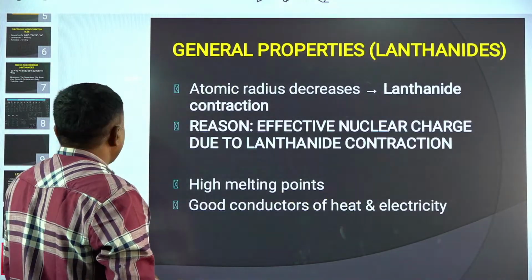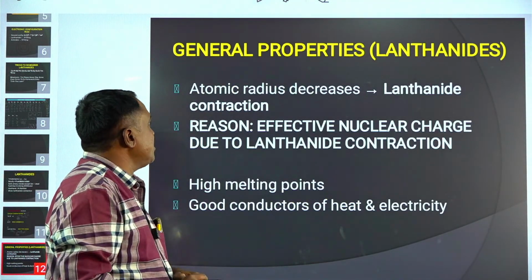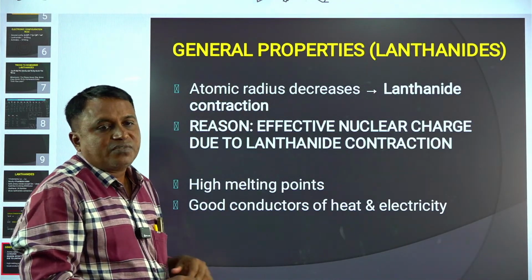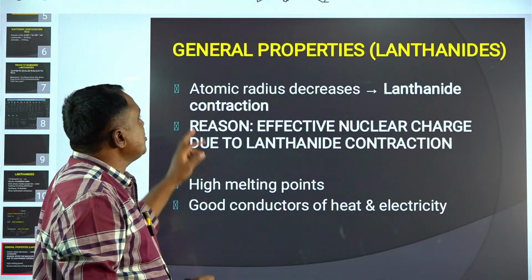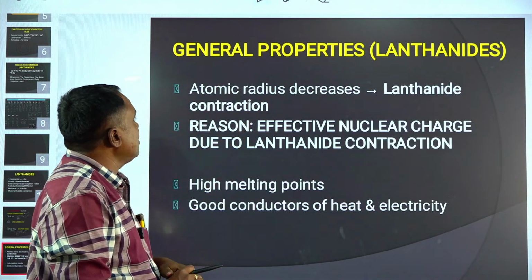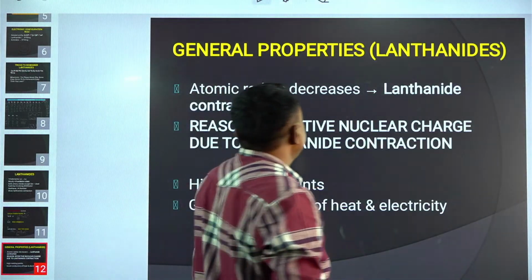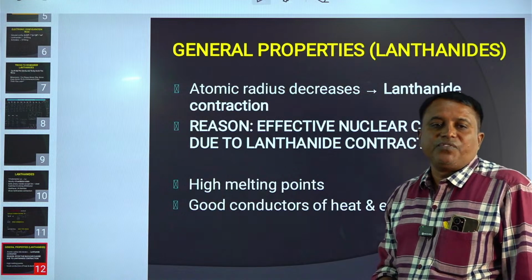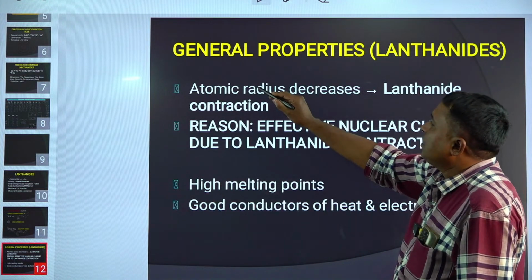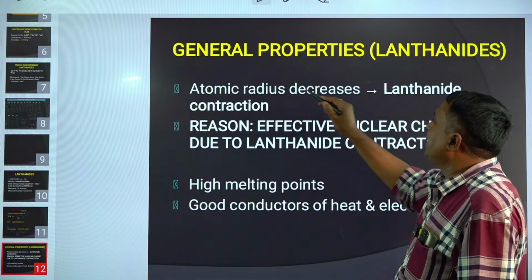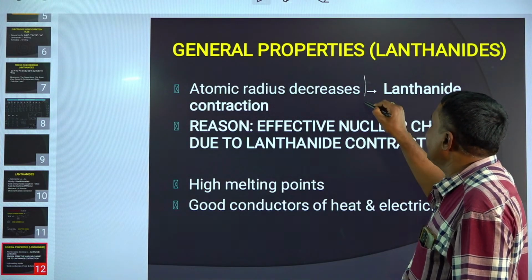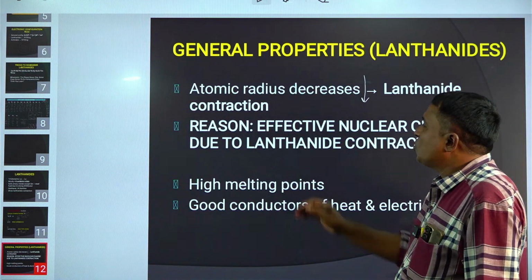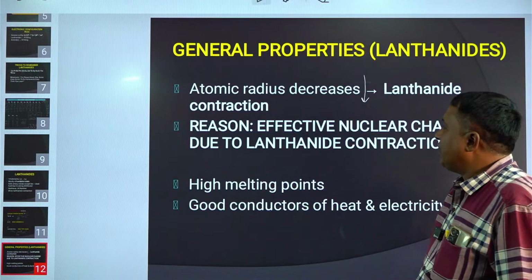And the next topic is general properties of lanthanides. In the case of lanthanides, atomic radius decreases from left to right. This is due to lanthanide contraction. So in lanthanides, from lanthanum 57 to lutetium 71, with increase of atomic number, atomic radius decreases. This is called what now?